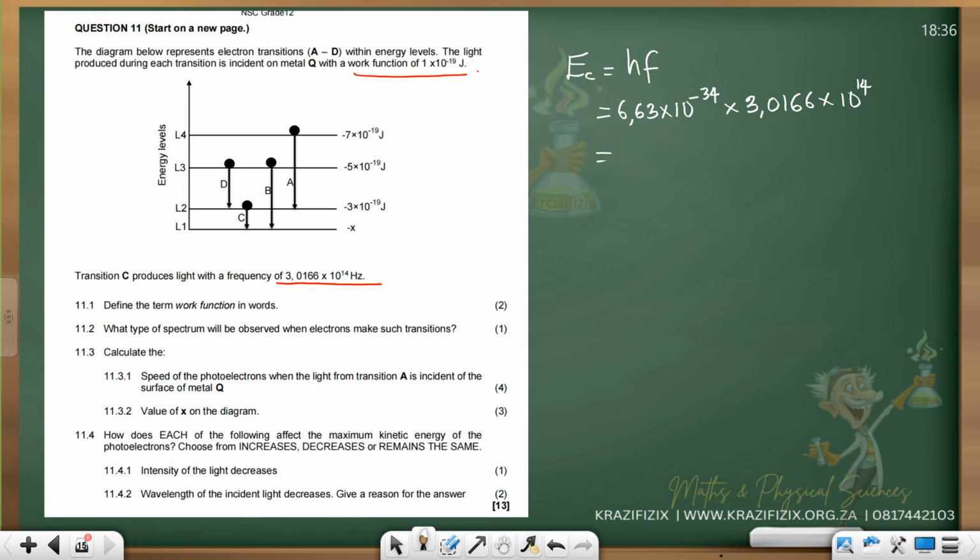This is not the final answer though. This is not the final answer. Huh? 2 times 10. The amount of energy lost. So the energy lost is what? Negative 2 times 10 to the power. So we're starting from 3. We lose what? 2. Does that make sense? That's the energy of the photon that is transferred.